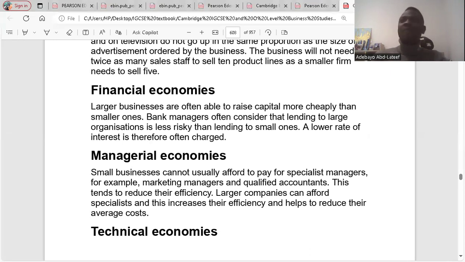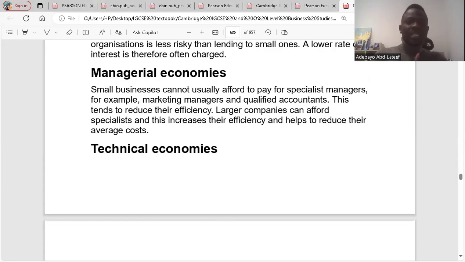So you have access to capital. You have access to money at any point in time based on the fact that you are big. That is financial economies of scale. I think it's clear. Then the third one, managerial economies.